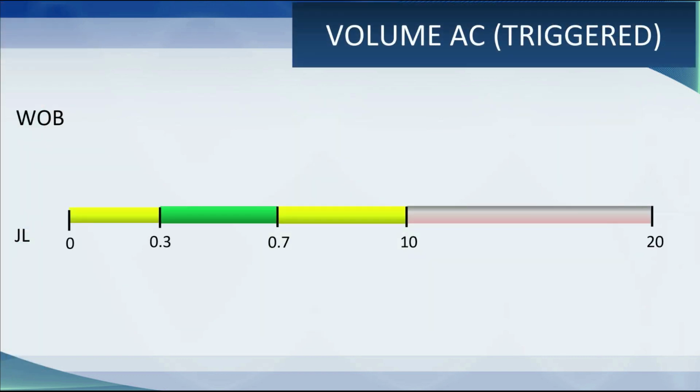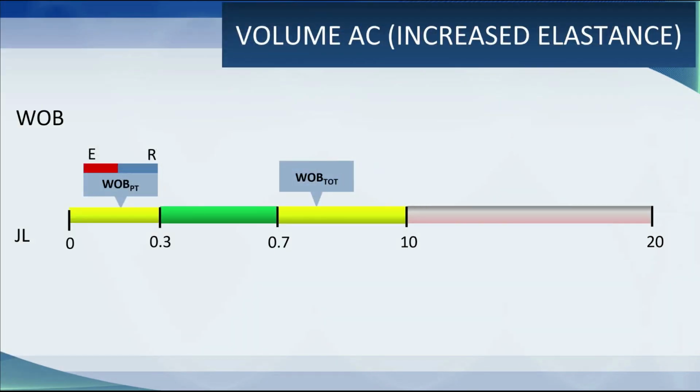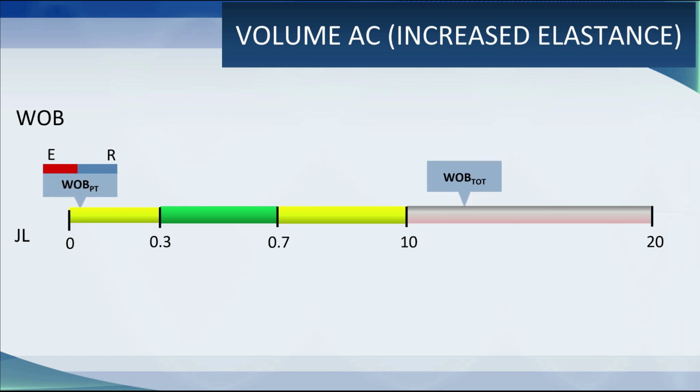On the work of breathing scale, the patient does very little work and the ventilator carries most of the burden. If elastance increases, the patient's work of breathing may actually fall. All they need to do is trigger the ventilator, and the ventilator work increases.